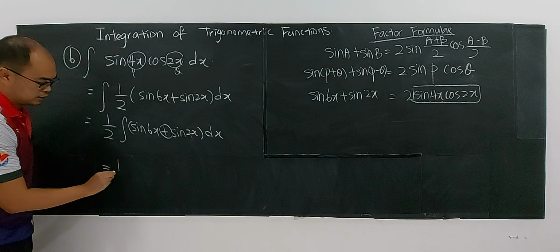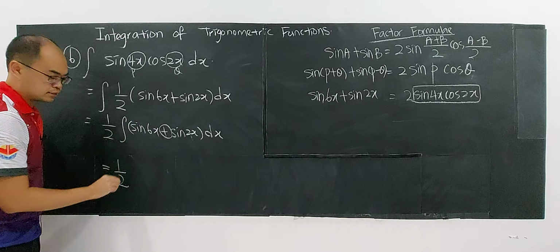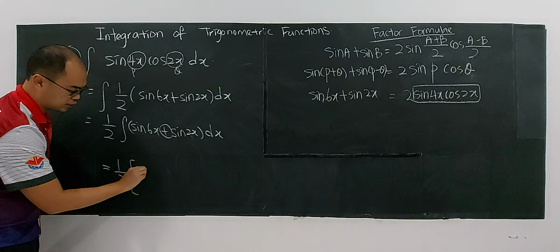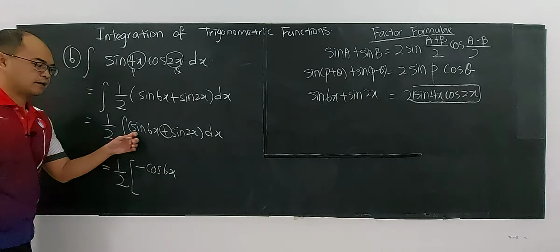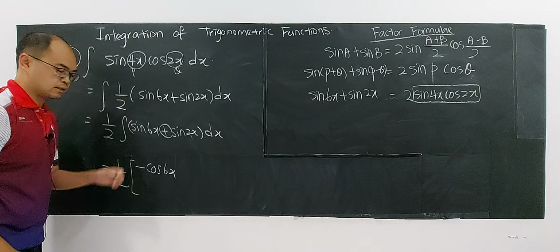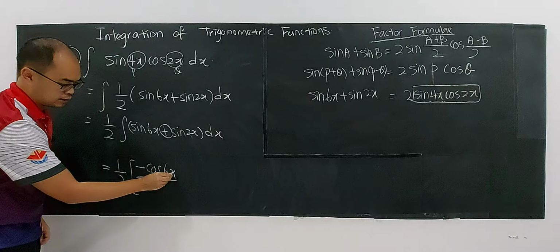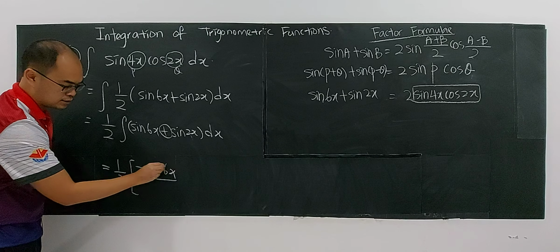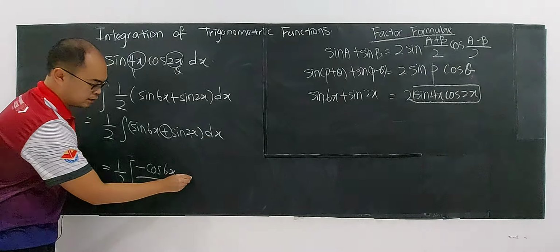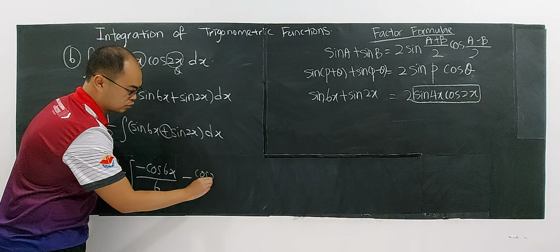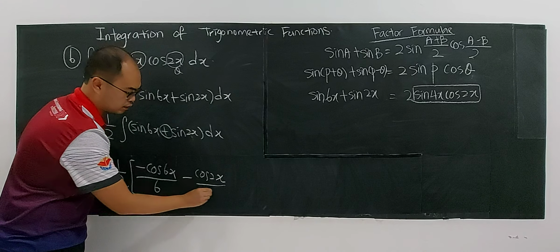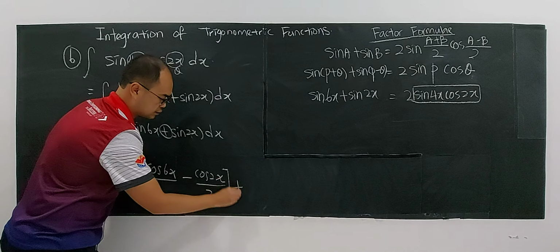So then I can separately integrate sine. You know, integrating sine gives negative cos 6x, then divided by 6, since in front of x is 6. And integrating the other sine, you also get negative cos 2x, but this time you divide by 2, plus c.